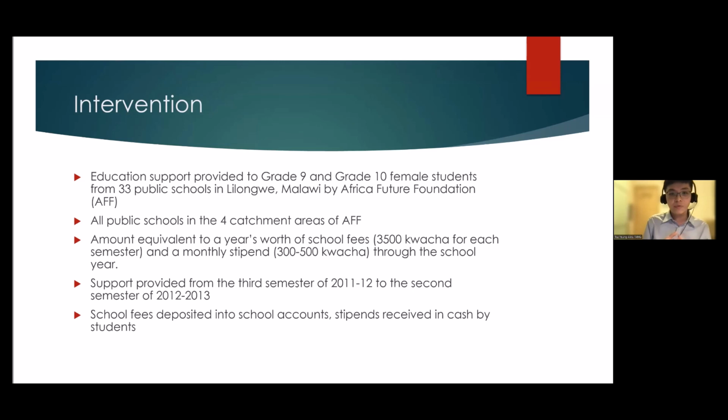So the intervention was an education support conditional cash transfer, provided to grade 9 and grade 10 female students from 33 public schools in Lilongwe, the capital city of Malawi, by the Africa Future Foundation, which is an NGO there. All of the public schools were reached out to for this program, and students were given an amount equivalent to a year's worth of school fees and also a monthly stipend through the school year. The support was provided across years, from the first semester to the second semester of the next year.